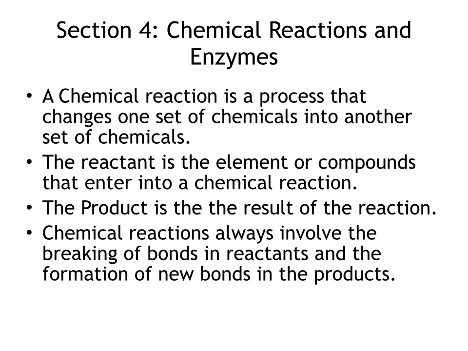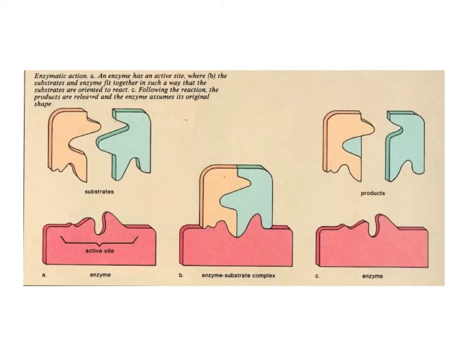Now, chemical reactions always involve the breaking of bonds in the reactants and the formation of new bonds in the products. So if we take a look right here, the two substrates are going to be the reactants here, the yellow or orange and green. And we see all the way to the right, the product now has a little bit of green in the orange piece. So that's going to show new bonds were formed. So we broke bonds in the reactants. The green one had bonds broken, and they were formed again, new bonds in the products. Okay?